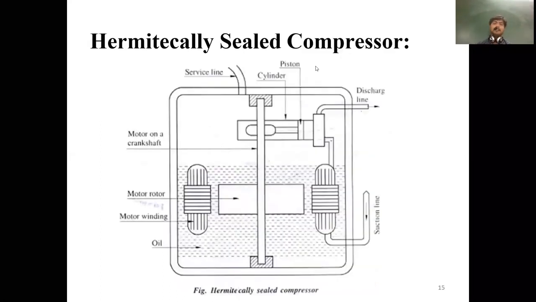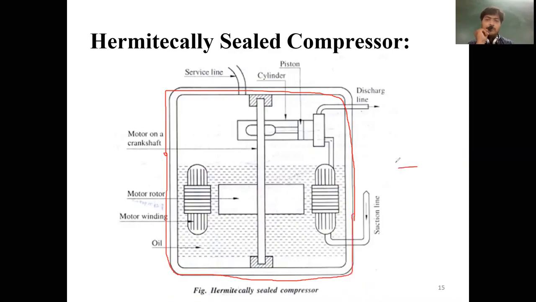Next, very important, the hermetically sealed compressor. Why is it known as hermetically sealed? Because the motor and reciprocating compressor are both connected to each other on one shaft, and it is packed with a dome shape. That's why it is known as a hermetically sealed compressor. It's totally packed. No moisture enters from the atmosphere, so it is closed with the dome, so it's known as hermetic.